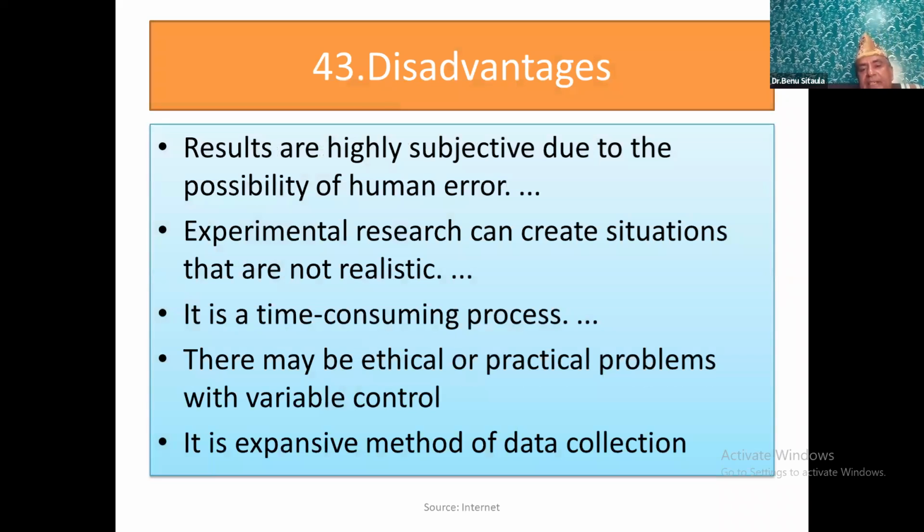It can create artificial situations, and it can be affected by errors. And there are some disadvantages also. The results are highly subjective due to the possibility of human error. There is a chance of error by the researchers while using these tools. Experimental research can create situations that are not realistic, and it sometimes can be artificial. It is a time-consuming process, takes a longer time, and is expensive also. There may be ethical or practical problems while controlling variables at the time of research. And as I already told, it is an expensive method of data collection because it consumes a lot of time and manpower also.